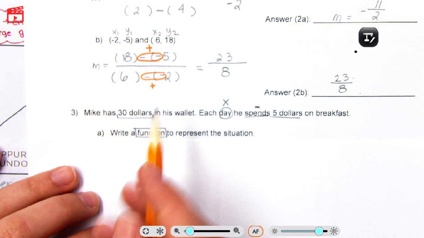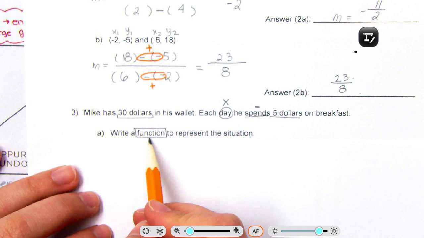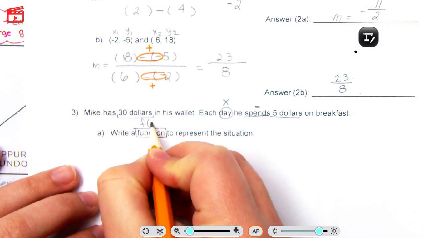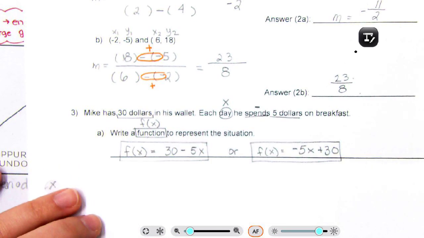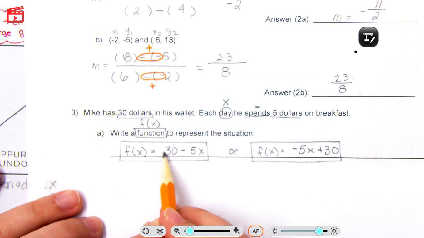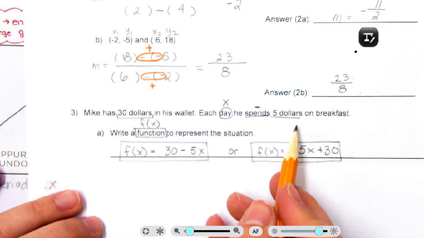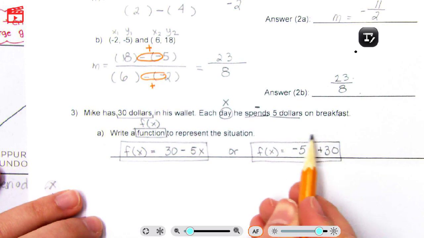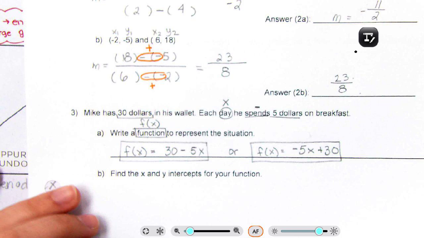Anytime you see a function, when it's asking you to write a function, this is saying, hey, use function notation. Function notation is f of x. So you want to make sure to use f of x to write your function. Then here we have f of x is equal to the amount of money he started with, which is 30, minus your $5 a day. Or if you like to arrange it, it would be minus 5x plus 30.